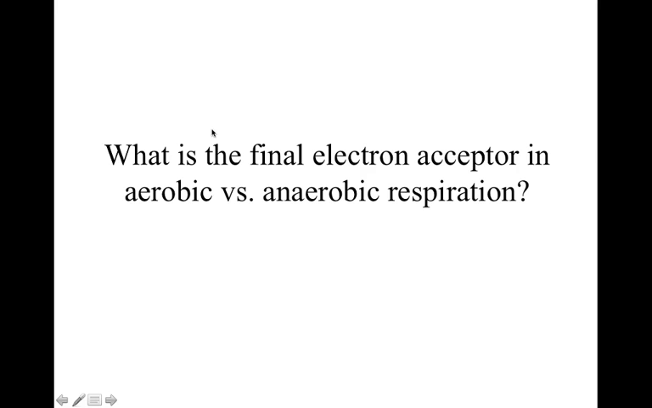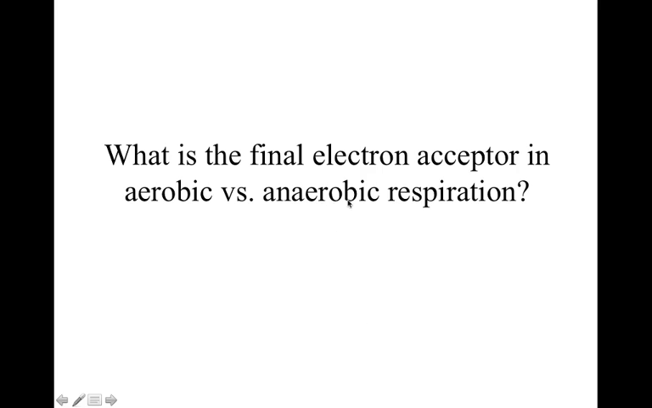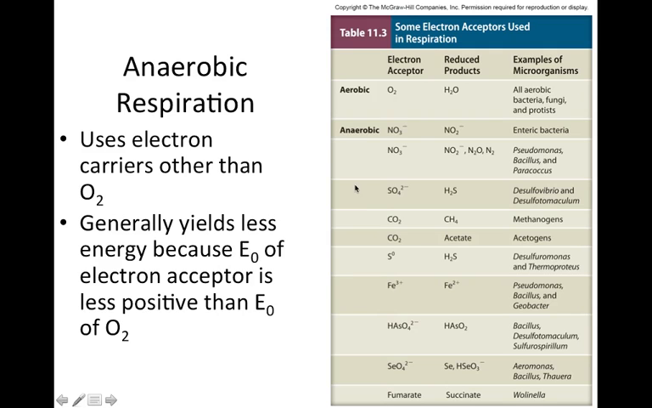What is the final electron acceptor in aerobic versus anaerobic respiration? So we talked about how in aerobic respiration the final electron acceptor is oxygen, and so that's here. Oxygen is the final electron acceptor. In anaerobic respiration, you can have other final electron acceptors. You won't get as much energy from it as you would if it was aerobic respiration, but there are microbes that can use other final electron acceptors such as nitrate, sulfate, carbon dioxide, iron, just as a few examples.